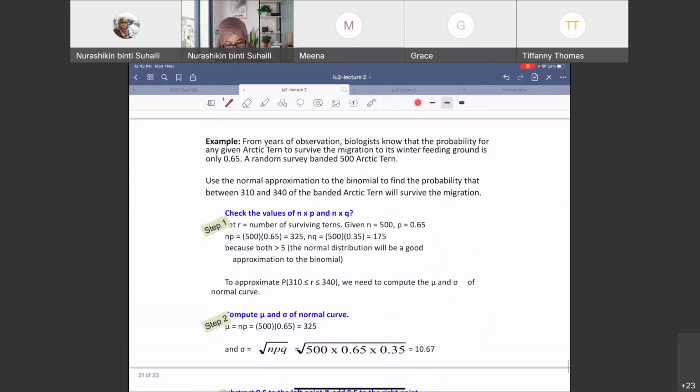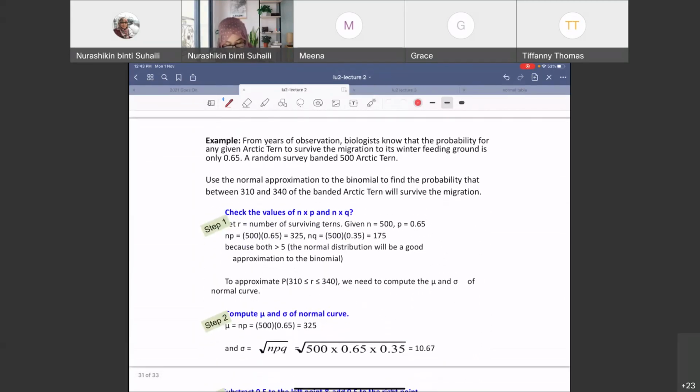Okay, let's have a look at this question. From years of observation, biologists know that the probability for any given Arctic tern to survive the migration to its winter feeding ground is only 0.65. So that is P. P equal to 0.65, type 1 event. Now, a random survey banded 500 Arctic tern. So N is equal to 500.